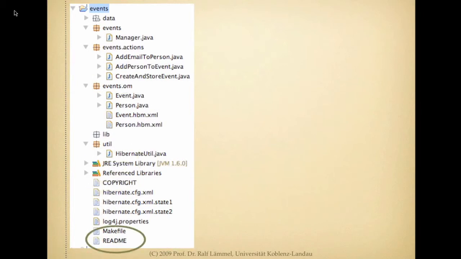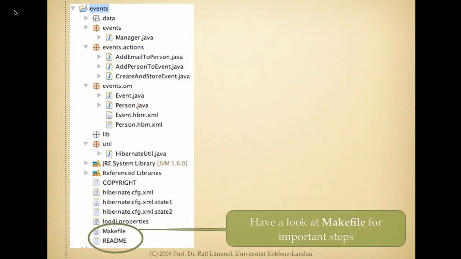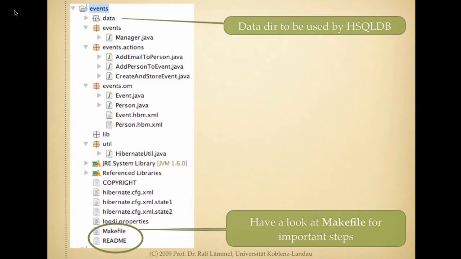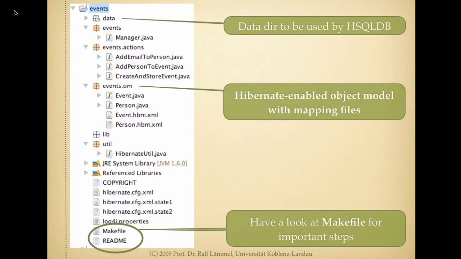If you get your hands on the code, make sure to have a look at the makefile and the readme file, because these files further detail the architecture and they also help you to get the system running. First thing to point out is the data directory. This is where HyperSQL stores the database files for the persistent objects. Then we have the object model for the event manager application. As you see, these are essentially just two Java classes, one for events, another for persons, and there are corresponding mapping files. We will look at them later.